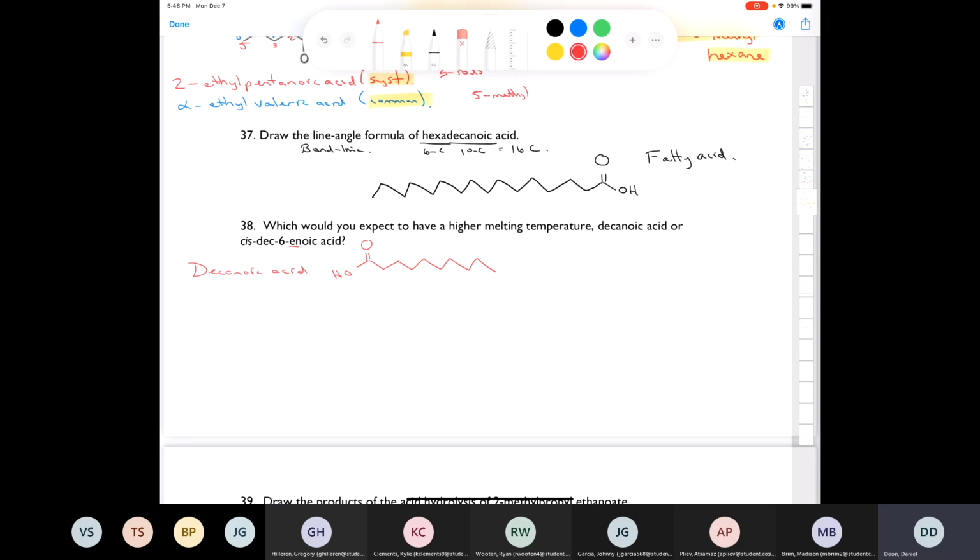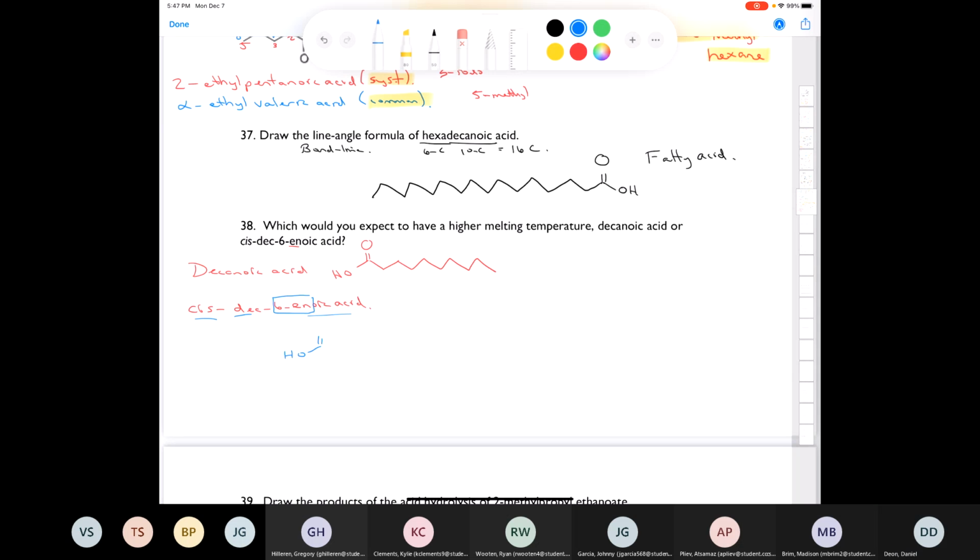Okay? And then if we draw the cis, that means they're on the same side, dec-6-enoic acid. And this is a bifunctional compound, right? It's got 2 functional groups. It has an alkene in it, and it has a carboxylic acid. Let me show you how to do it. Look, you see that you have a decanoic acid, okay? But at carbon 6, you have "en." So that means there's a double bond at carbon 6, and it's a cis double bond. Look, so let's try it here.